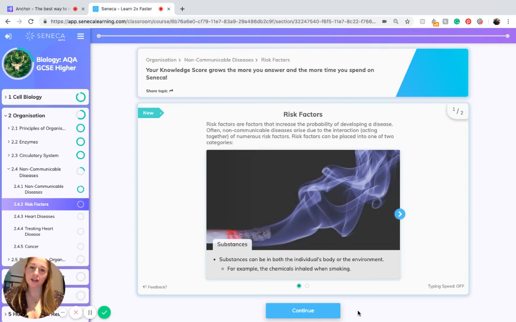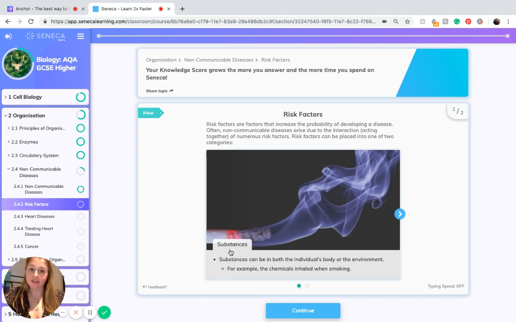It's Libby, and I'm going to be looking at risk factors for diseases. Risk factors are factors that increase the probability of developing a disease. Often, non-communicable diseases arise due to the interaction of numerous risk factors. Risk factors can be placed into one of two categories.